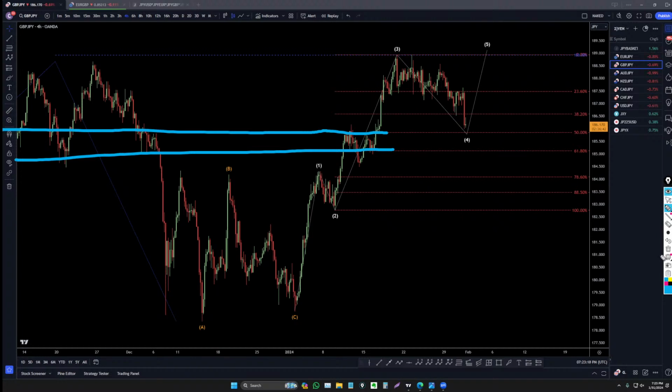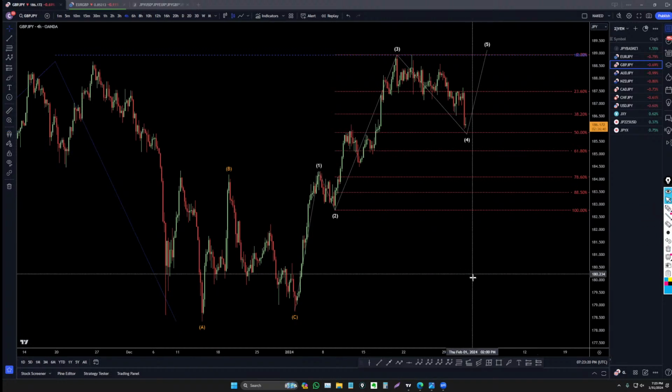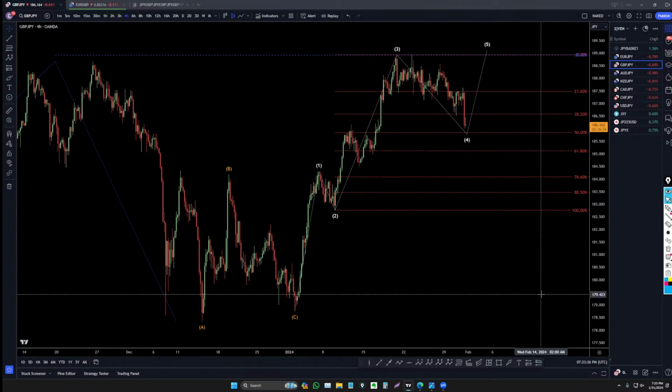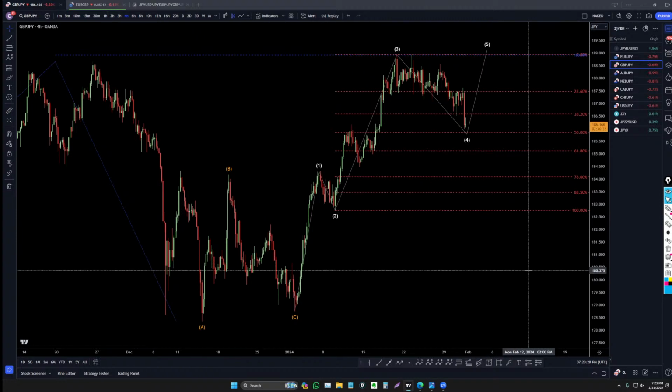But we don't really know for sure which one's going to be the most likely. We're just going to have to watch and find out, I guess. But yeah, I would definitely be looking for longs on the end pairs, 100%.